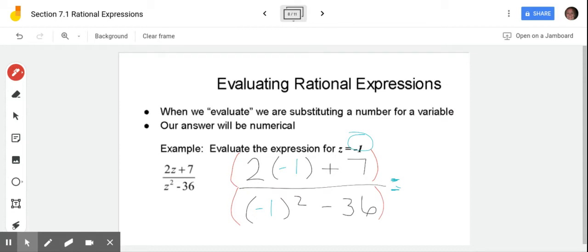Okay? So what I have on the top is -2 plus 7. -2 plus 7 is a +5. What I have on the bottom is -1 squared. -1 squared is 1. 1 minus 36 is -35. Now I'm going to reduce that fraction, and I'm going to get -1 over 7 as my answer.